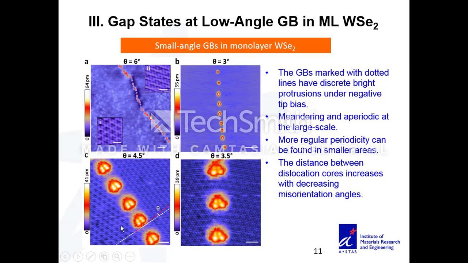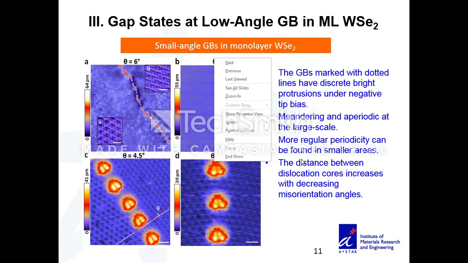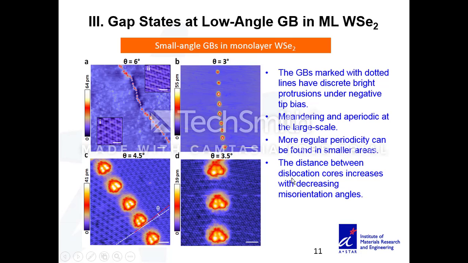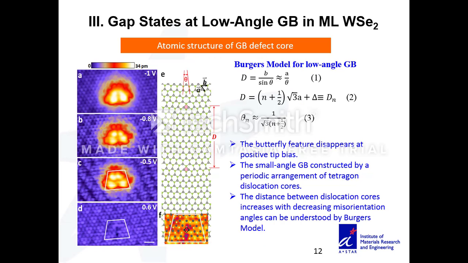And also from this enlarged image, you can see the bright protrusion shows a butterfly feature, and for the four points and for the different angle grain boundaries, these features are quite similar. And also from the comparative analysis, you can see that the interface dislocation core depends on the misorientation angle. Usually it increases with the decreasing misorientation angle. So we do some detailed analysis in our paper. I will not go into much detail here.